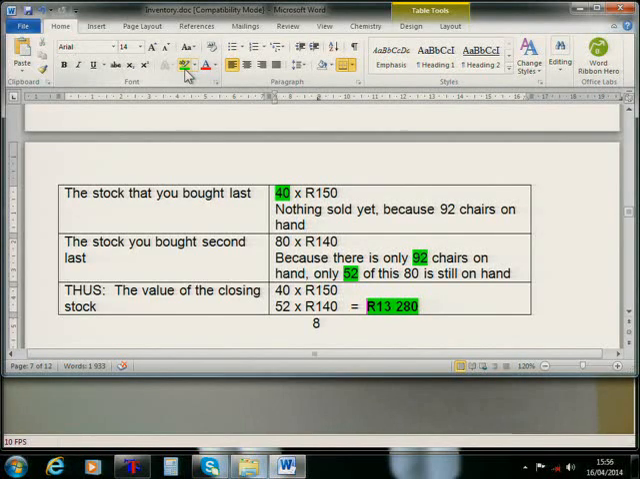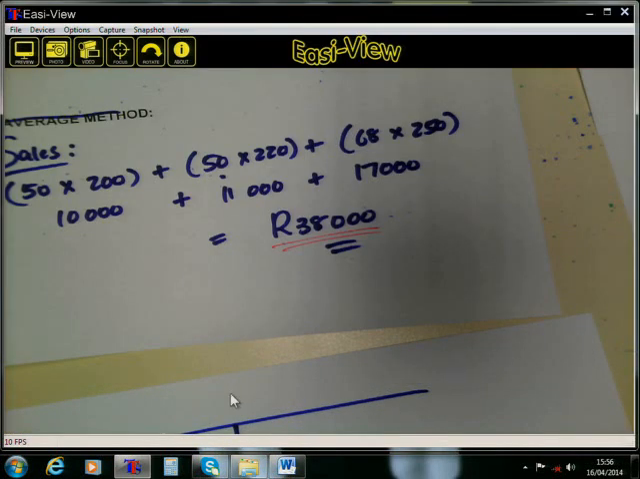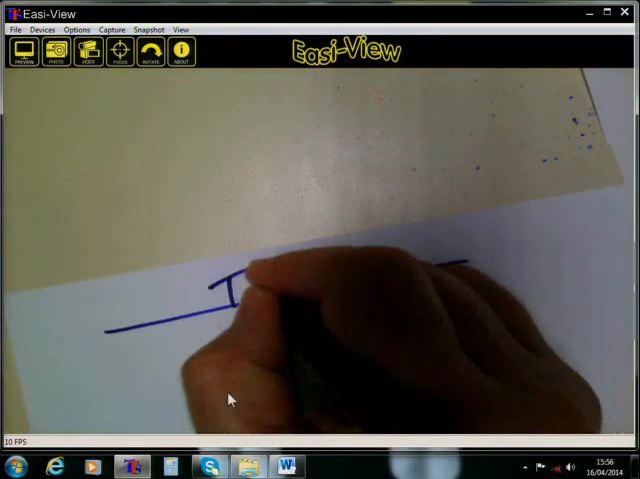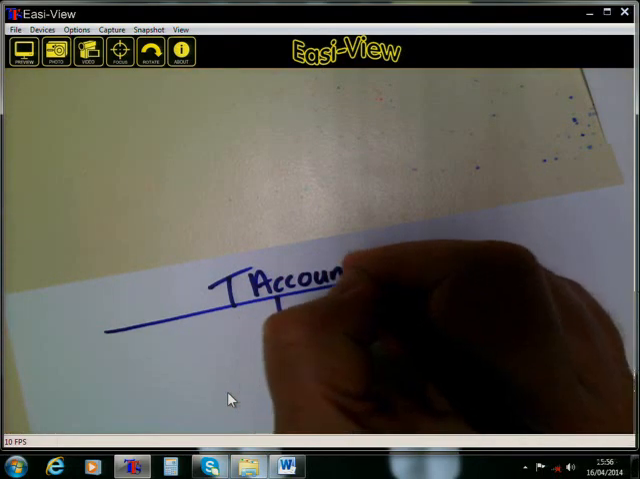But now we've got the weighted average method. Okay, sorry, I'm not done. And now we are going to do this. Back to the basics. We need all the information that we've got, and they ask us to do a trading account, not a trading stock account, a trading account, according to the periodic system.